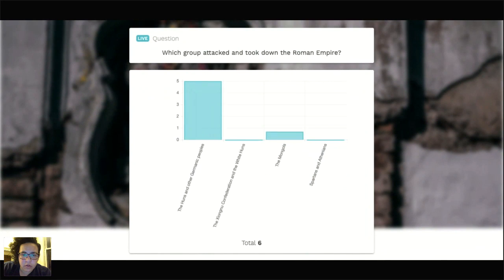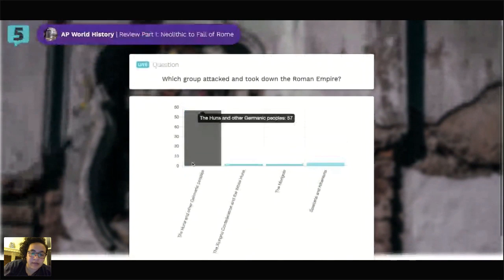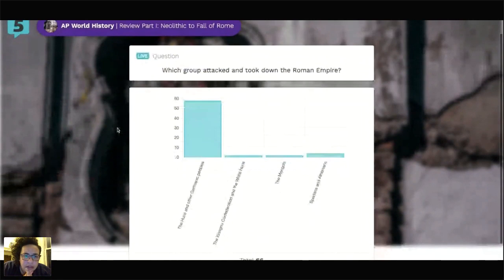Okay. Which group attacked and took down the Roman Empire? All right, so which group is the Roman Empire attacked by? This is the Huns and other Germanic tribes. So remember that the Xiongnu is the Han Dynasty, right? The Mongols don't take down the Romans; they come up later. And Spartans and Athenians, they don't take them down.